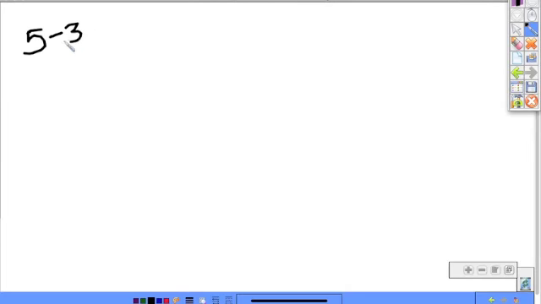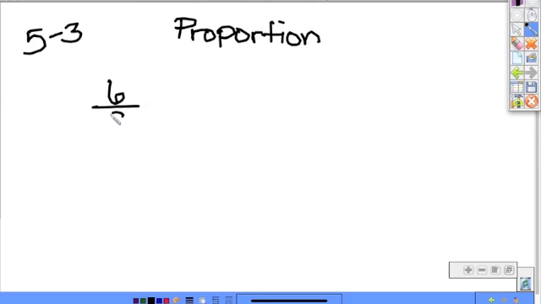This is working on proportions. Proportions means how much are they the same. I'm going to give you two different fractions, and you're going to weigh them out and see if they're the same. That's all that means. Let's start with an easy one. We have 6 over 8 is equal to 9/12.